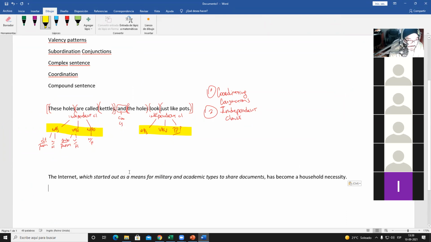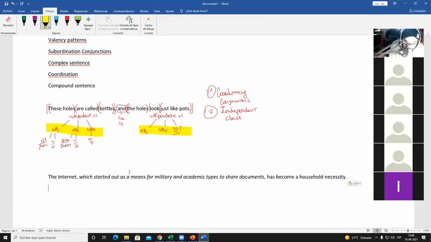Okay, so the internet, which started out as a means for military and academic types to share documents, has become a household necessity. The very first thing I'm going to say is that as there is one dependent clause and one independent clause, this is called a complex sentence. That's the very first thing I'm going to say.